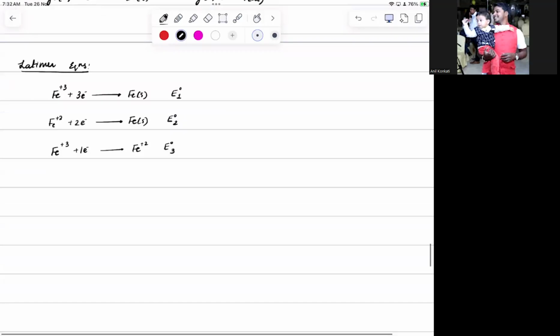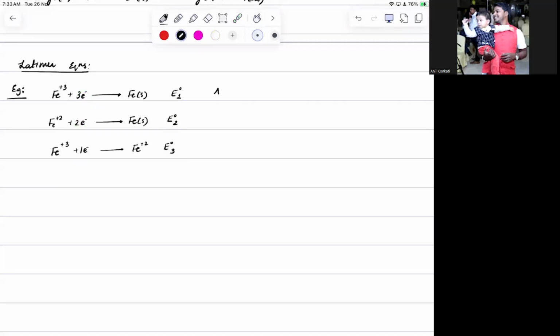Then how do we relate these three? To relate these three, you need to first represent them in terms of energies. See, electrode potentials are intensive properties. Intensive means they are independent of how many moles of electrons are being consumed. Therefore, we cannot simply add these electrode potentials. We can add the equations, but we cannot add their respective electrode potentials.